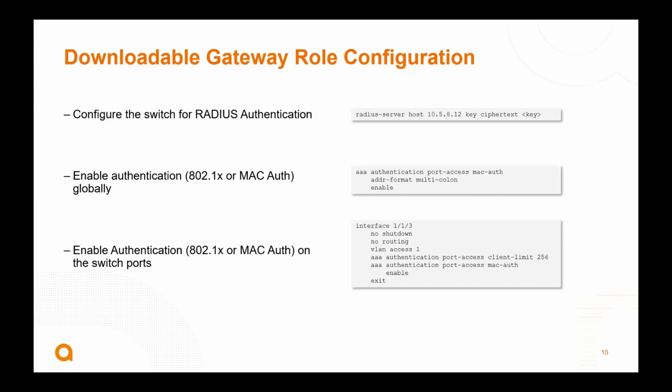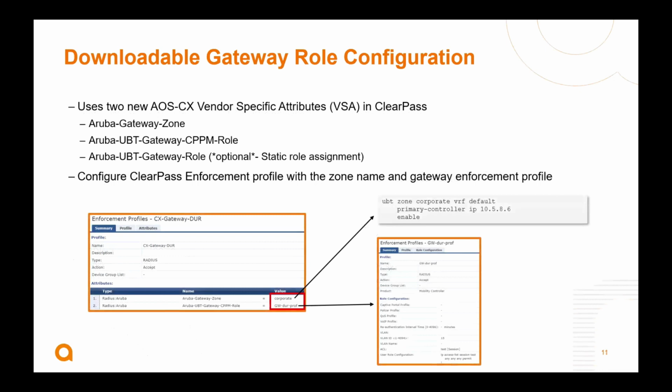So how this is configured hasn't changed much, of course, with user-based tunneling in general. First, we need to configure the switch for Radius. We need to enable authentication, either 802.1X or MAC auth or both at the same time. Make sure we first enable that globally, as well as on the specific interface that we're going to be authenticating clients at. So the two new VSAs that we're using, there's actually 3.